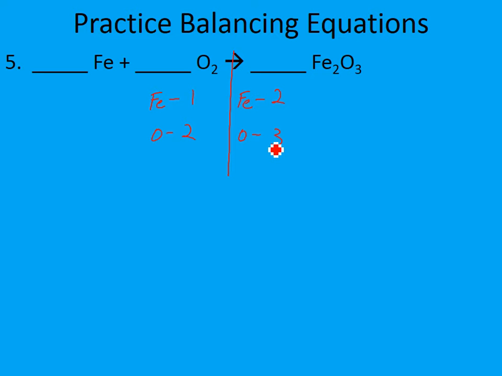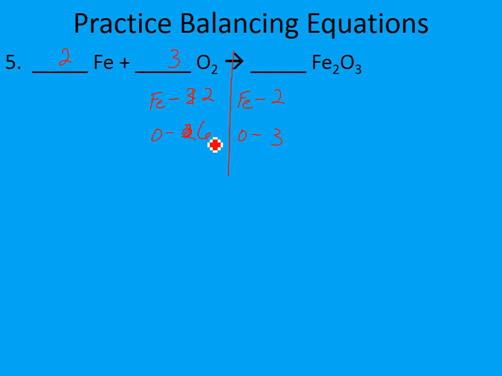Okay. Let's just start at the top. How do I fix the iron? Put a 2 here. That gives me 2 irons. Okay, now my oxygens. When you get to this point, you have 2 and 3. You should ask yourself, what's the lowest number that both 2 and 3 can go into? 6. We need to try to get to 6. So how would I get to 6 on the left side? Put a 3 here. That gets me to 6 pretty easily.